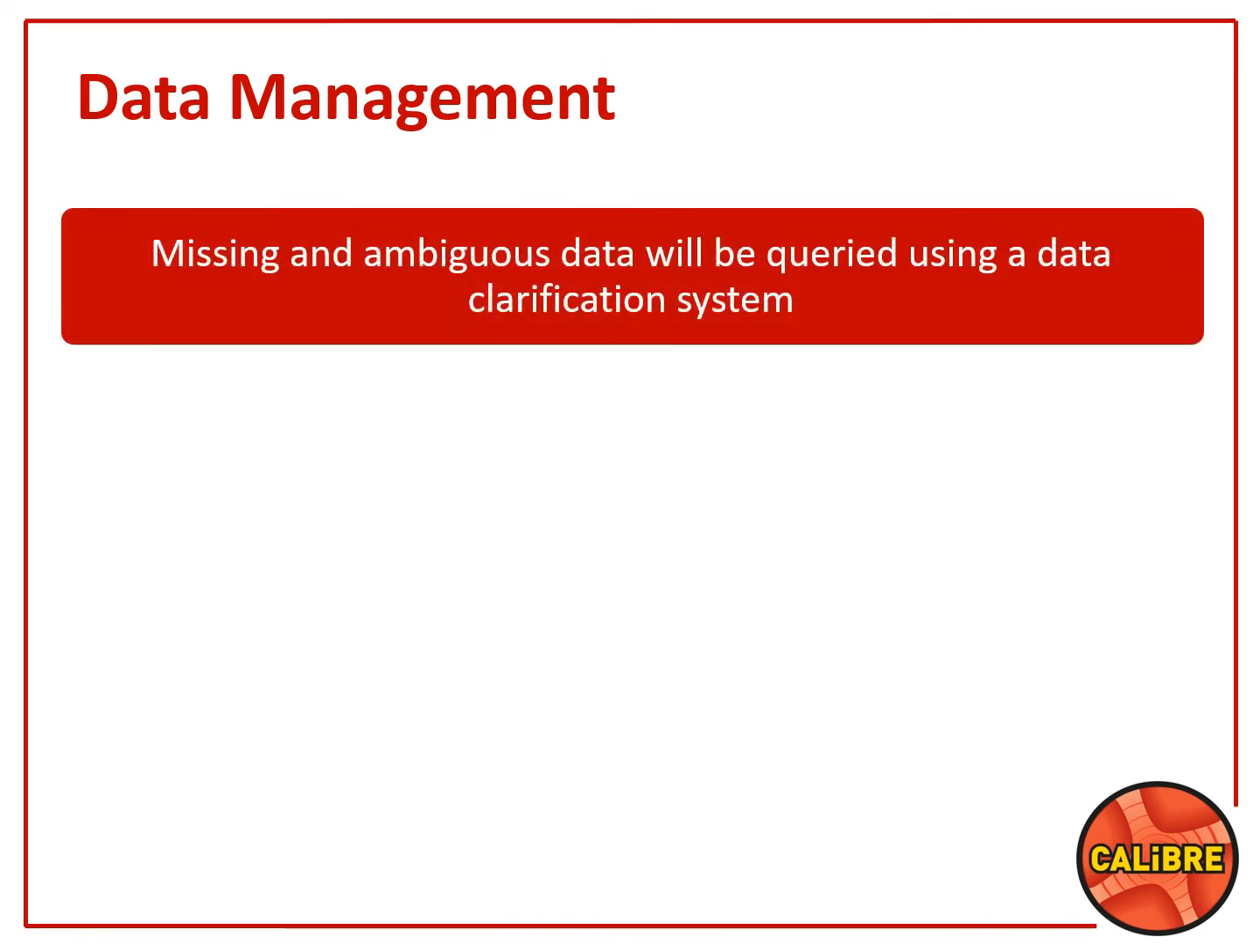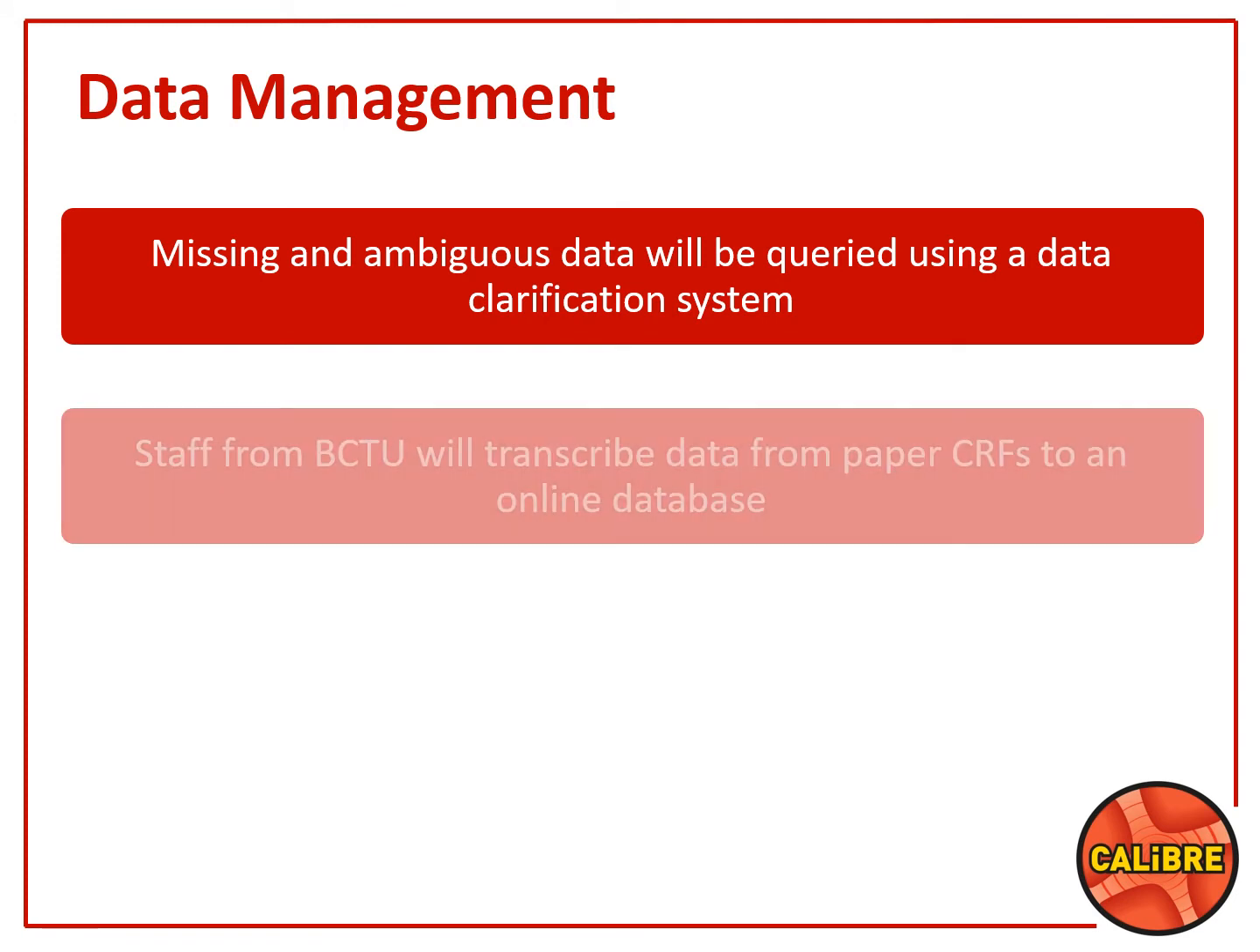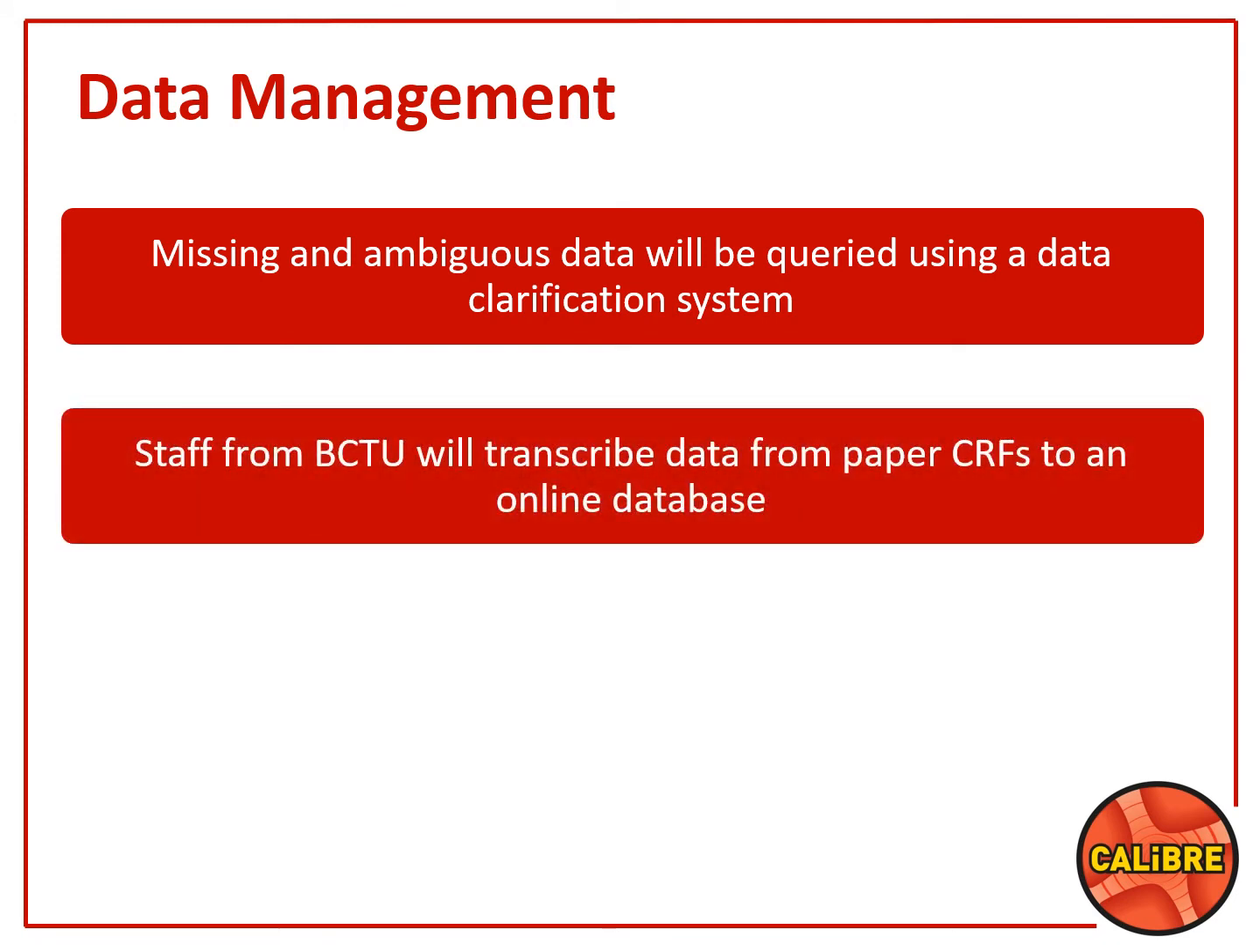In terms of data management, missing and ambiguous data will be queried using a DCF or data clarification system. The data manager would contact you with missing data. Staff from BCTU will transcribe, so all the data entry would be done in-house at BCTU. So we would require copies of the CRFs or the originals sent to us.